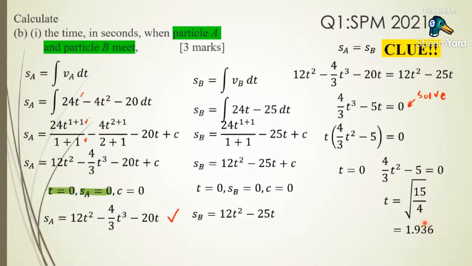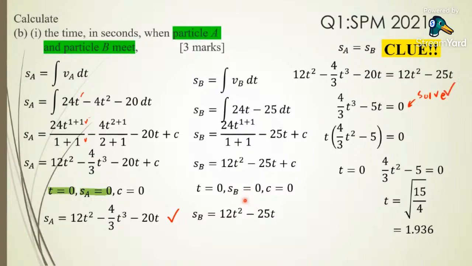First mark is when you find any function, either one. Sama ada awak jumpa displacement for A or displacement for B. Panjang-panjang ni only one mark. So that's why kena buat betul-betul, elok-elok, step by step, jangan bagi salah.